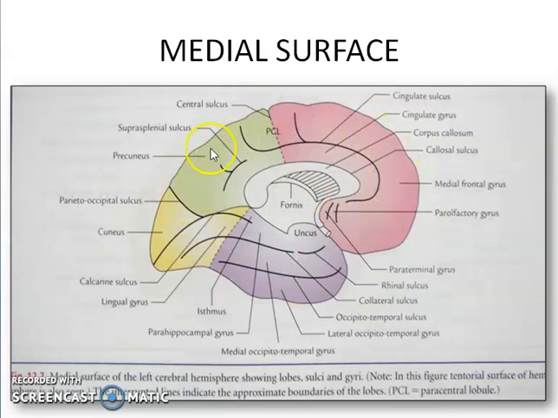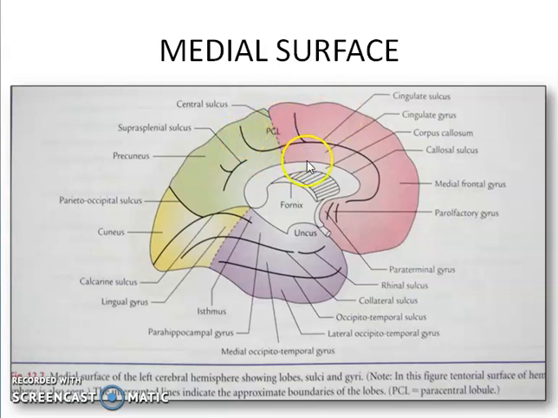If we see on the medial surface, there is one very prominent sulcus which is following the curvature of the corpus callosum. This sulcus is called the cingulate sulcus, which is 1 centimeter above the corpus callosum. Anteriorly, this cingulate sulcus starts from the genu of the corpus callosum, whereas its posterior end goes behind the central sulcus and ends there.